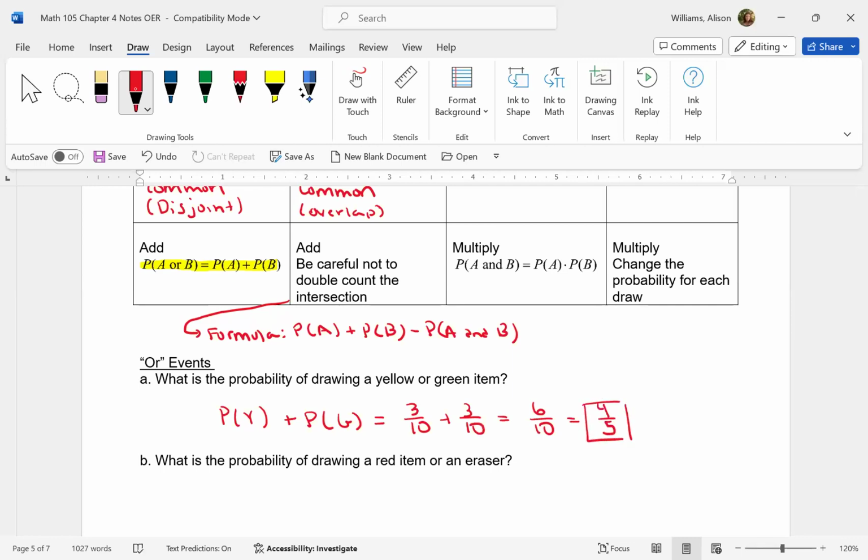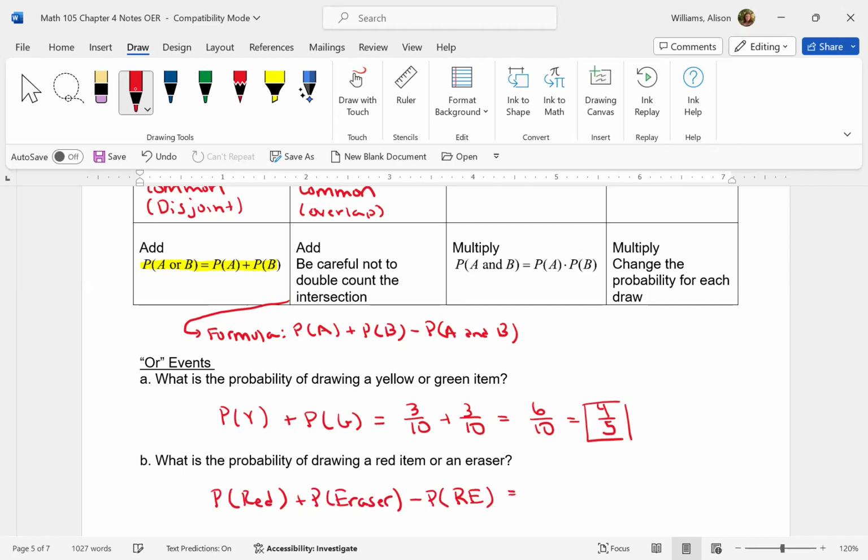All right. This one, what's the probability of drawing a red item or an eraser? Now this one, they do have something in common because there are things that are classified as both red items and erasers. They're the red erasers. So in this case, we'll have to use the second formula. I'm going to find the probability of a red item, then the probability of an eraser, and then I'm going to subtract the probability of the red erasers. I'm going to write it RE like how they did.